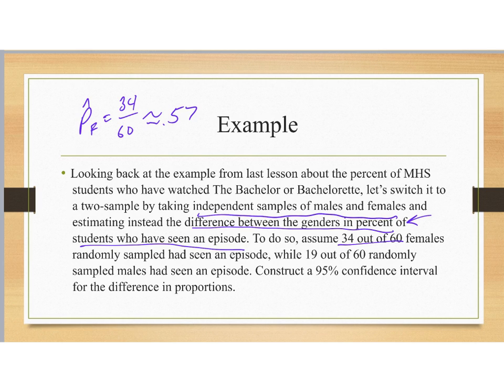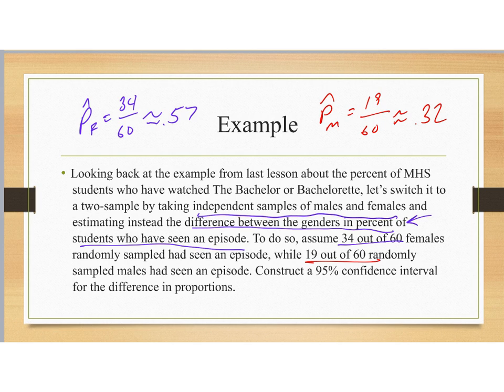Now on the male side, we have 19 out of 60 that have seen at least one episode of The Bachelor or The Bachelorette, and that is about 32%. So clearly there's a difference of about 25% here. It seems pretty drastic, but again, we are only talking to 60 out of about 1,600 females in our building, and we're only talking to 60 out of about 1,600 males in our building.